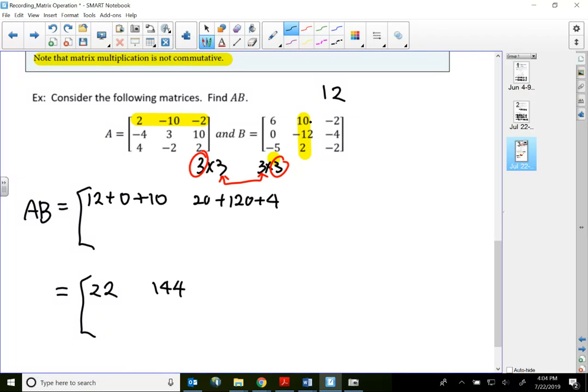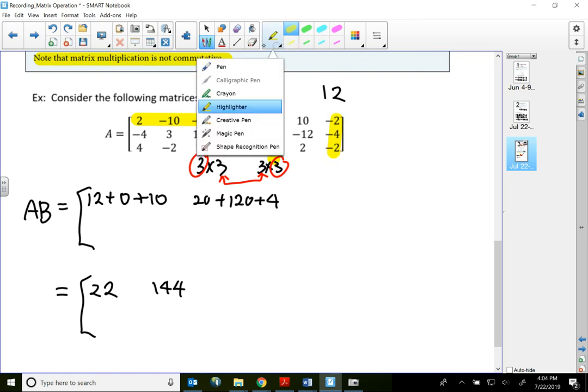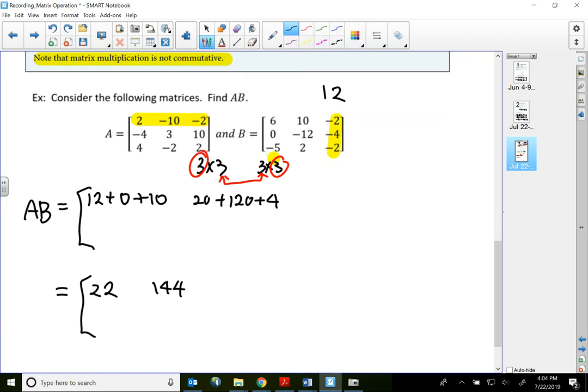All right. 1, 3 entry right here. 2 times negative 2, negative 4, plus negative 10 times negative 4, positive 40. All right. Negative 2 times negative 2, positive 4. So that's going to be 40. Okay. All right.